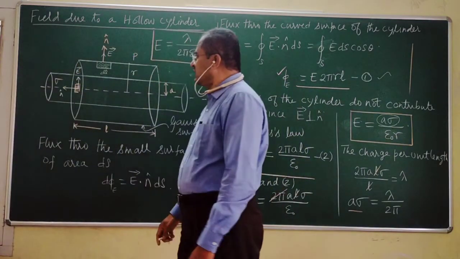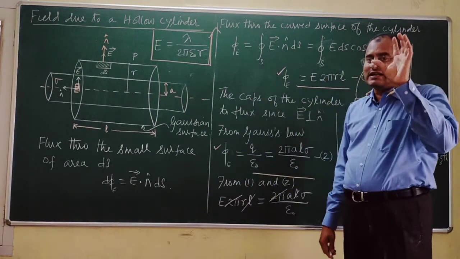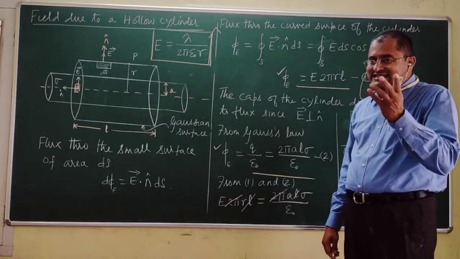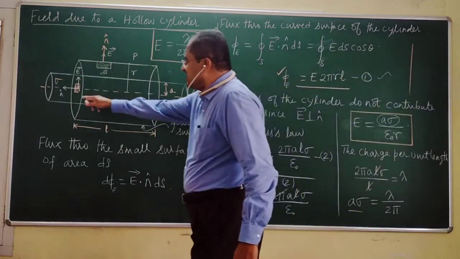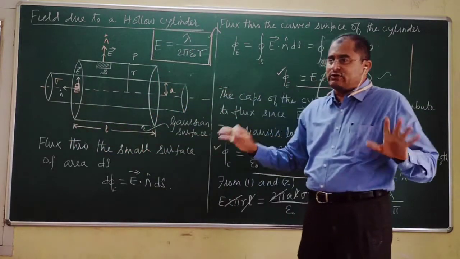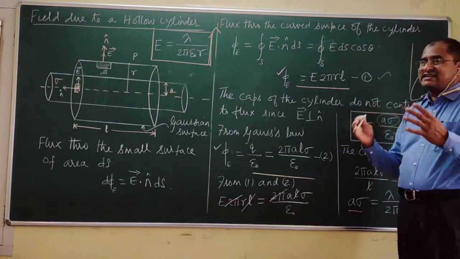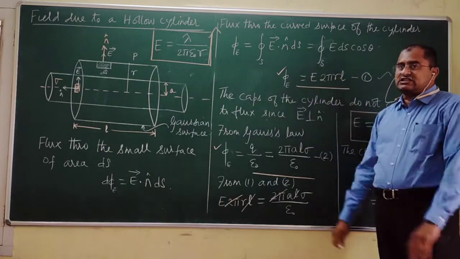Now if you draw a unit vector and the electric field vector, you find they are perpendicular to each other. Theta being 90, cos 90 is 0. Therefore, we conclude the caps of the cylinder do not contribute to electric flux. Hence, equation 1 must give us the total flux for this particular problem.